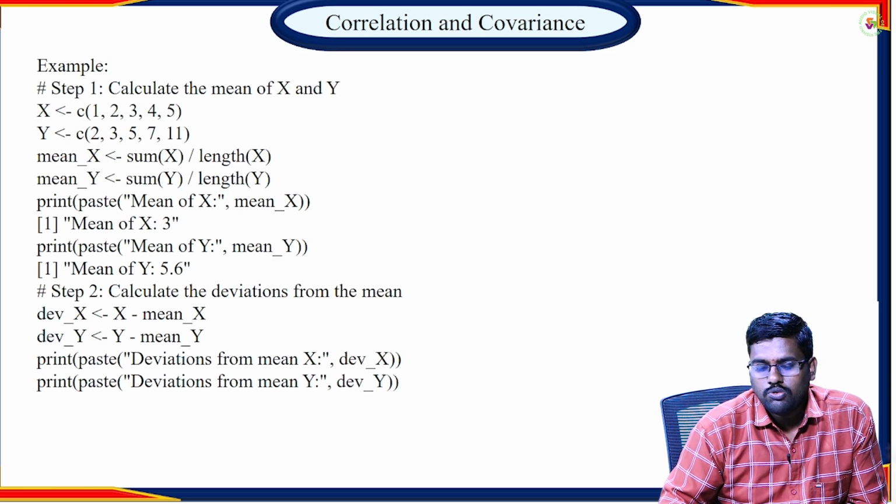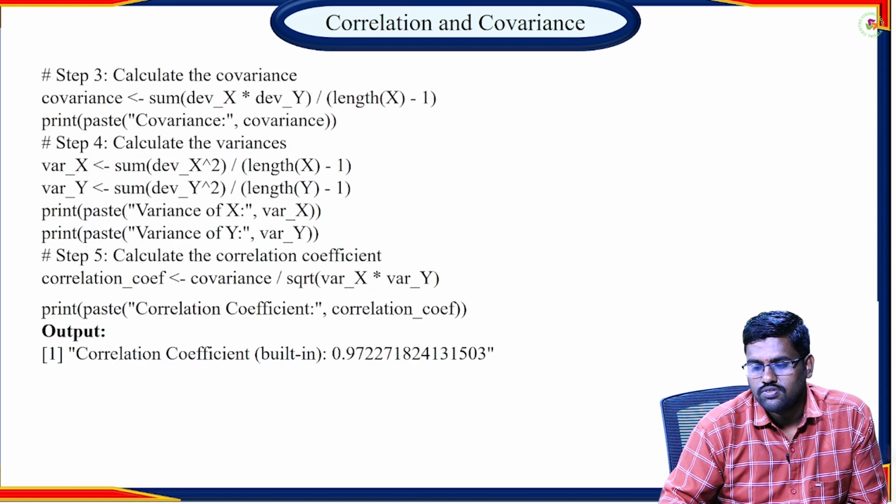Next, 2 minus 5.6 means minus 3.6. 3 minus 5.6 means minus 2.6. 5 minus 5.6 means minus 0.6. 7 minus 5.6 means 1.4. Next, 11 minus 5.6 means 5.4. Like this, the values will be displayed.